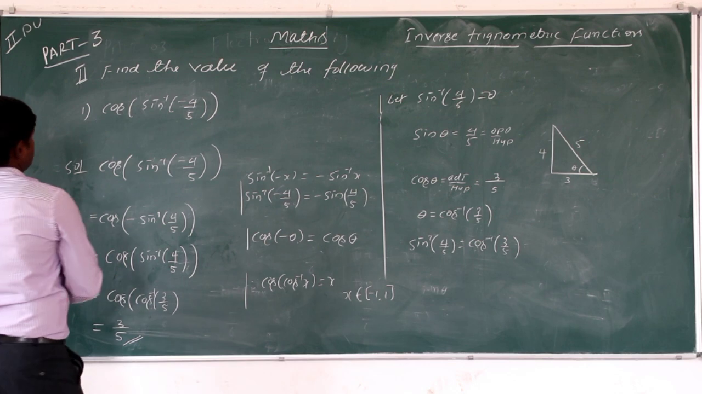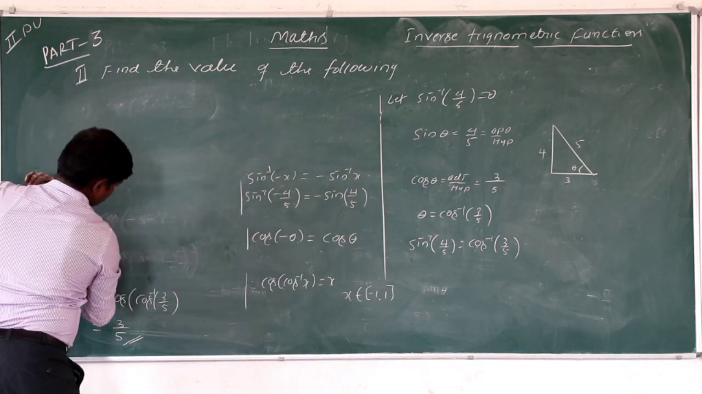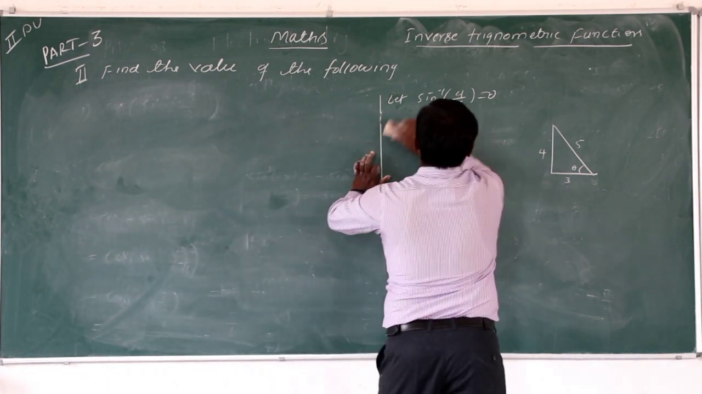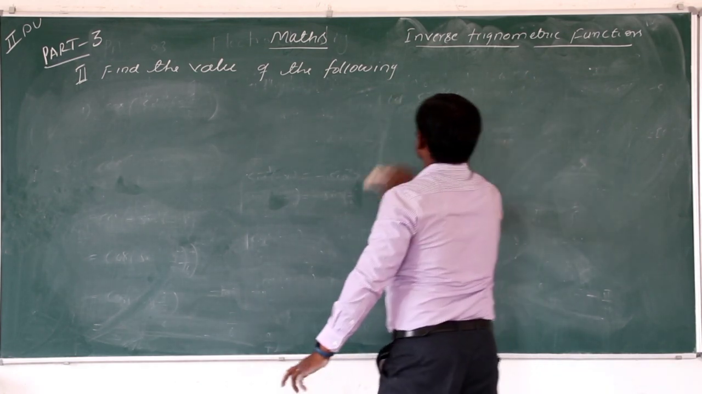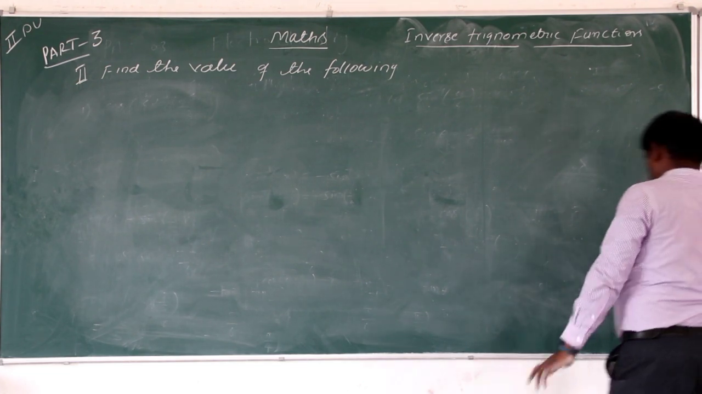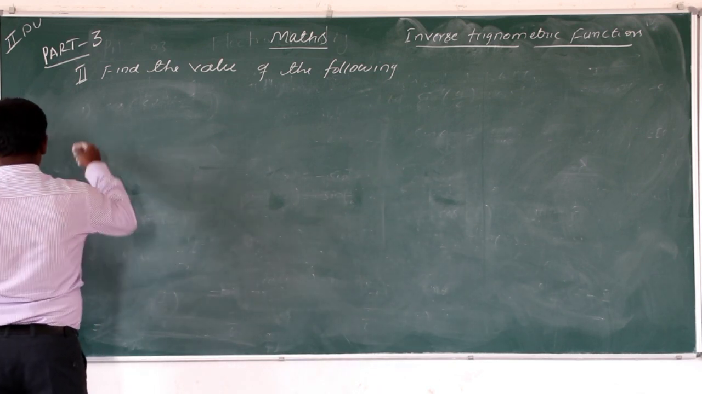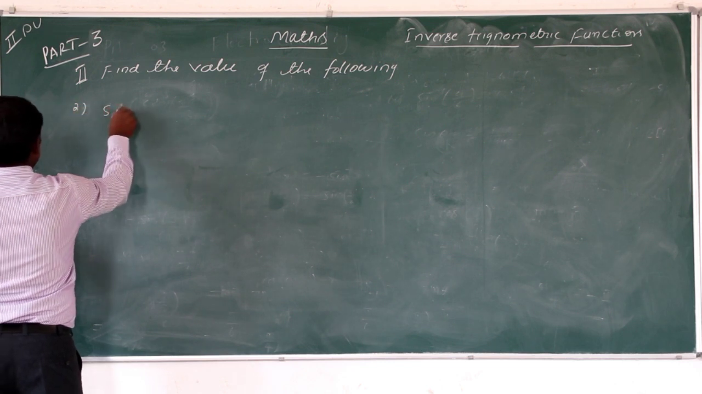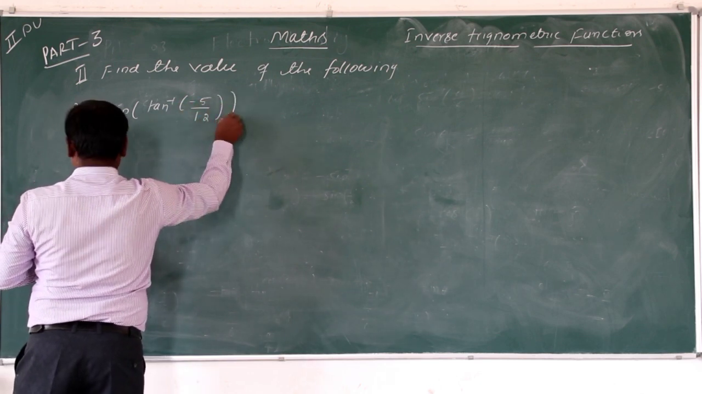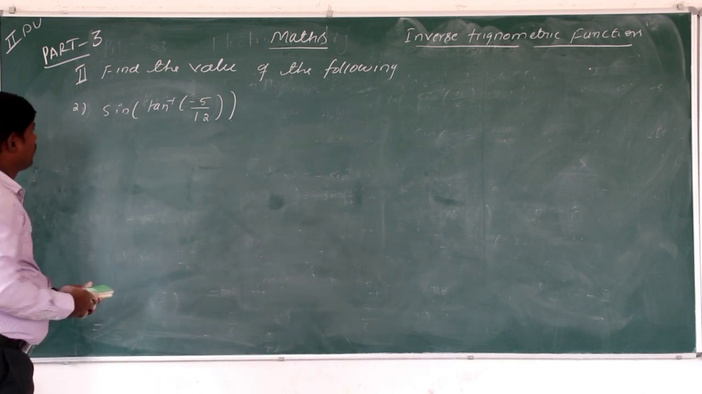Okay, so similarly for the next problem: sine inverse of sine of tan inverse of minus 5 by 12. Okay, so the solution.